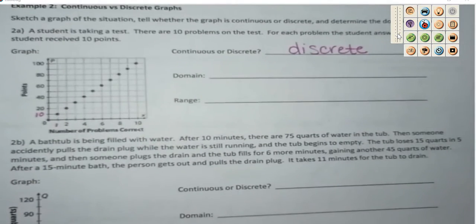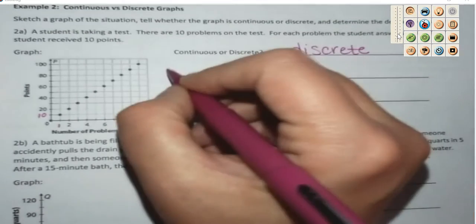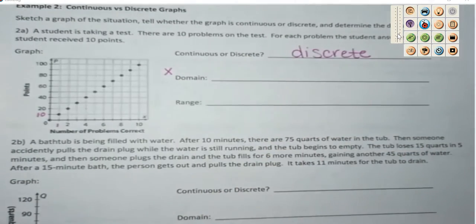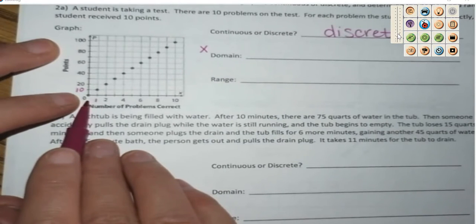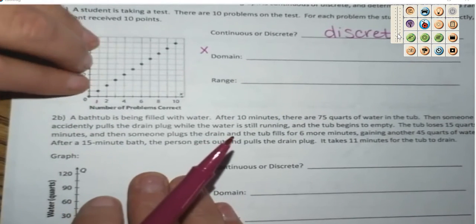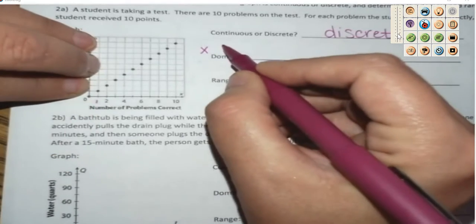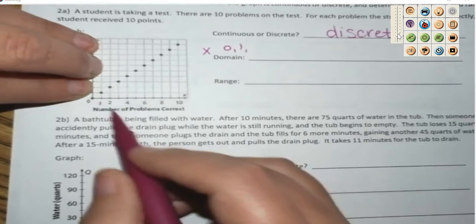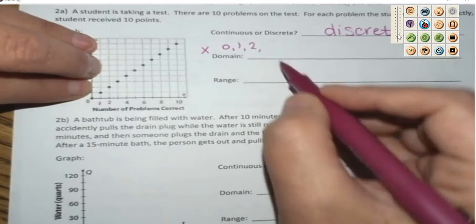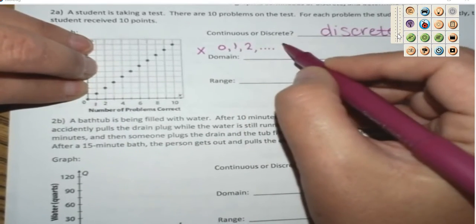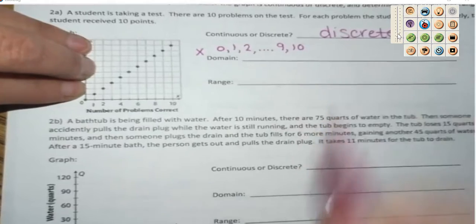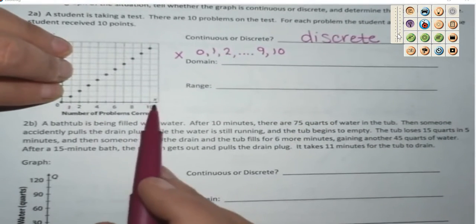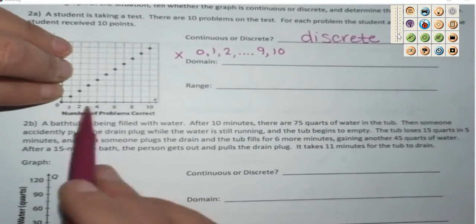Okay, then domain. So domain is your x values. So the smallest x value I can use, so ignore the y's right now. The smallest x that's there is 0. Then there's going to be a 1. Then there's a 2. Then there's a 3. Then a 4, a 5, until there's 9, and then there's 10, right? You can't get 9.5. You can't get the in-between parts.